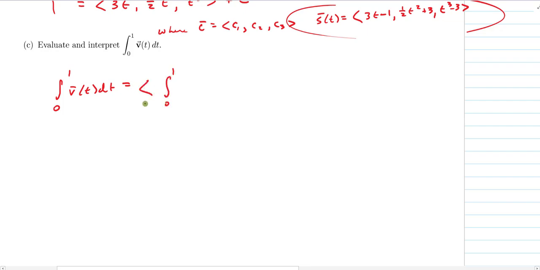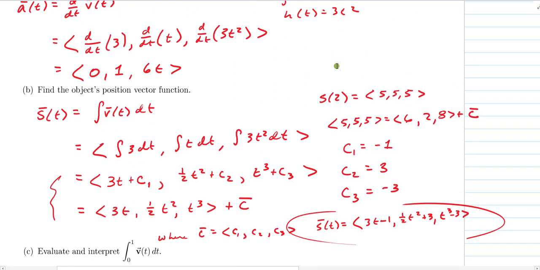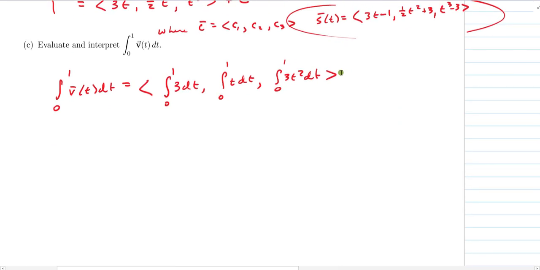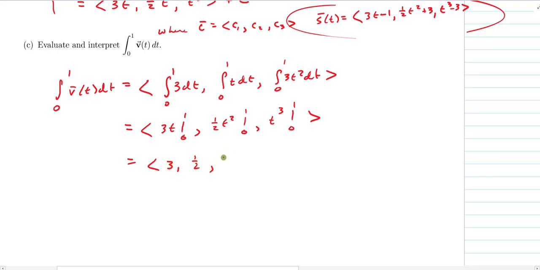provided these definite integrals exist, the integral from 0 to 1 of 3 dt, comma, the integral from 0 to 1 of t dt, comma, and then the integral from 0 to 1 of 3t squared dt. Folks, let me just double check my vector. So we had 3t and 3t squared. Great. Okay. So if we evaluate this, we're going to have 3t evaluated between 0 and 1, 1/2 t squared evaluated between 0 and 1, and t cubed evaluated between 0 and 1. And we perform each of those operations, and this gives us 3, 1/2, and 1.